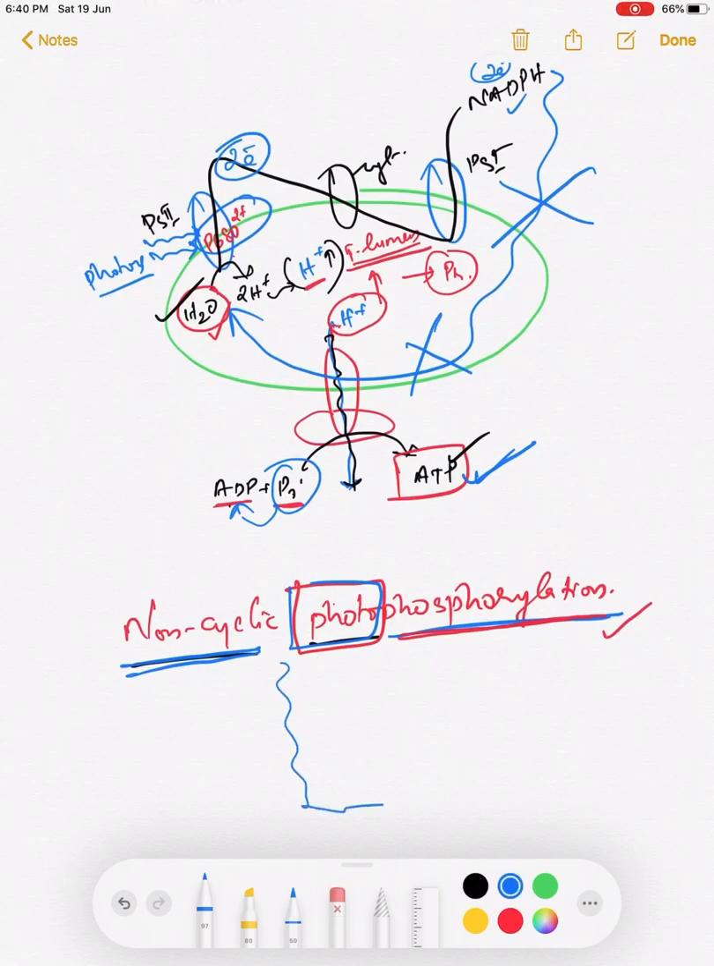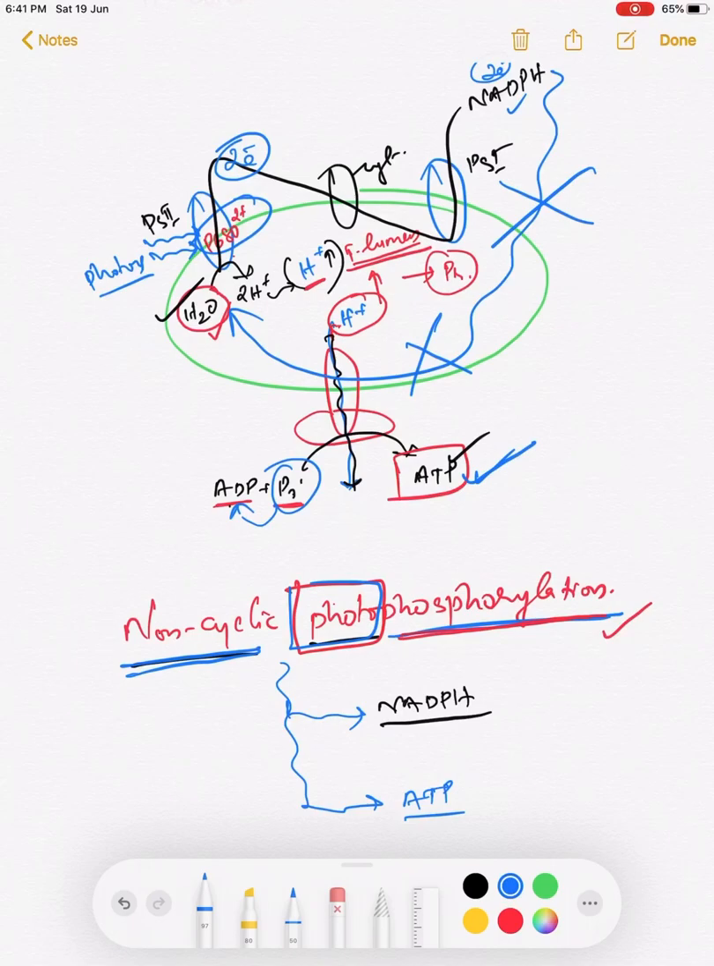At the end of this non-cyclic photophosphorylation, 2 important products are produced. The first product is NADPH, which we explained in the third part of light reaction. The second product is ATP, which we have just explained. So these are the 2 products of light reaction.